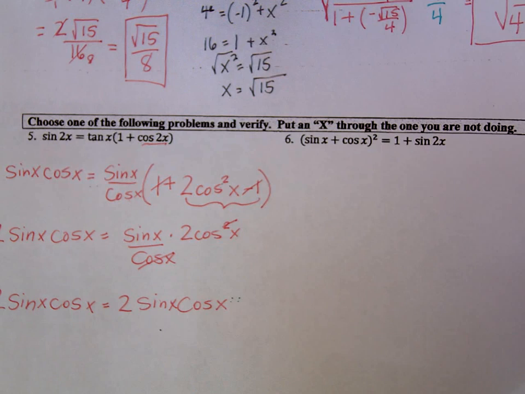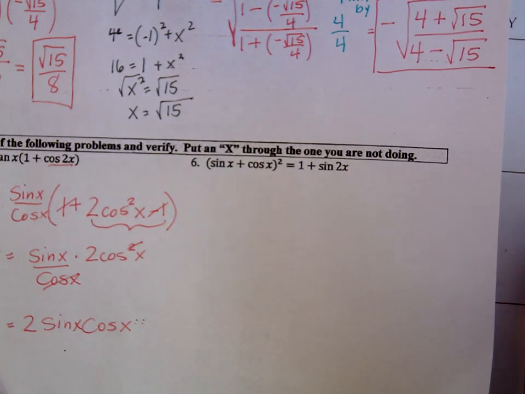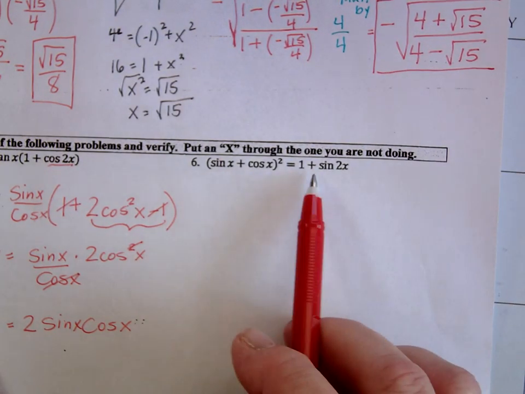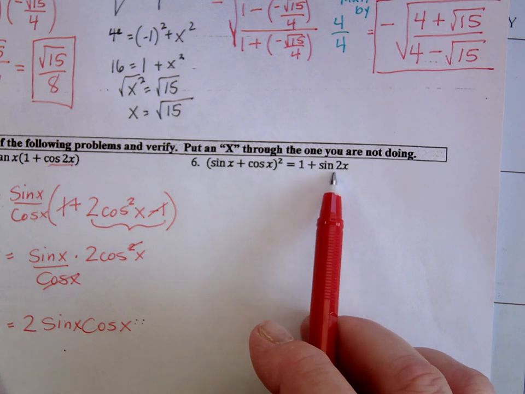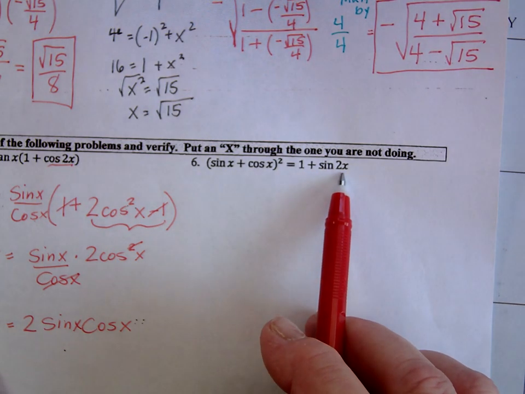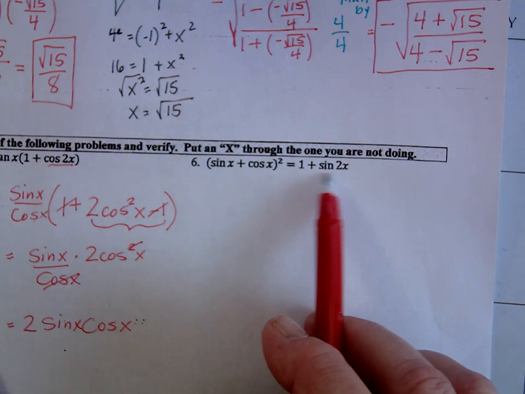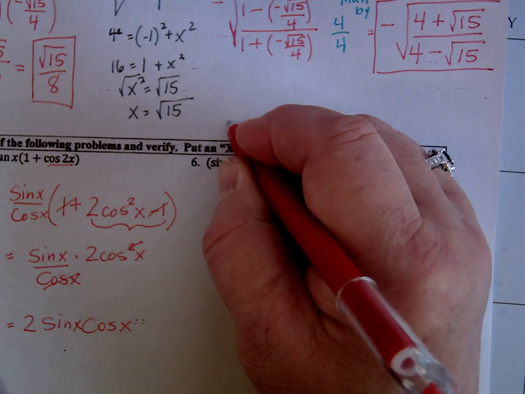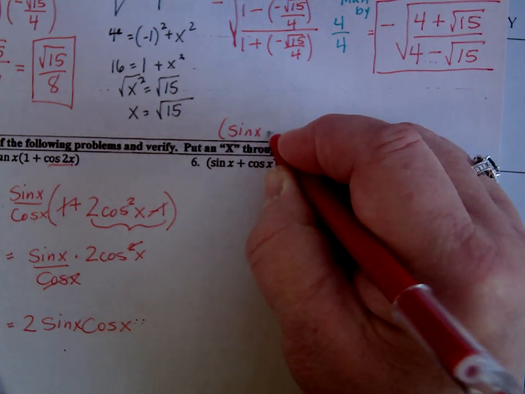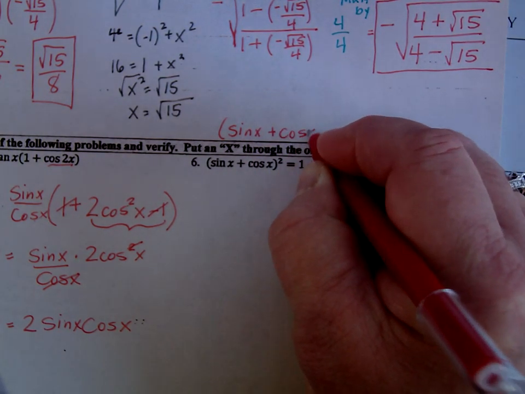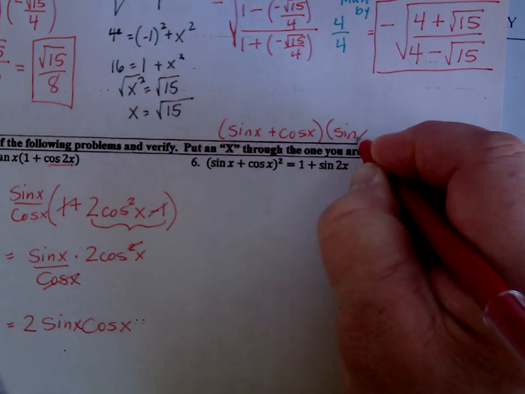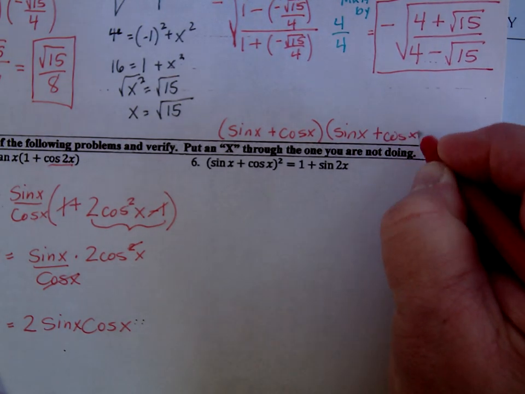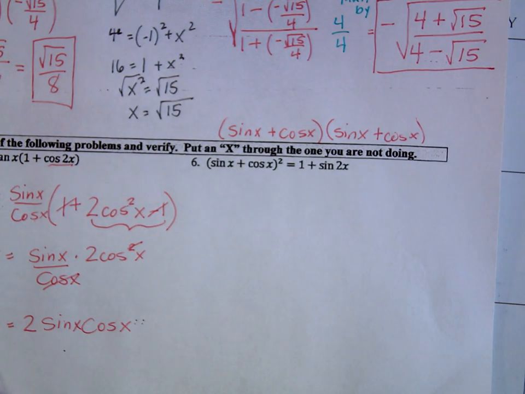Number 6, our last one, here it comes. This one, on the right hand side I have 1 plus the sine of 2x, and again we only have one choice for that and we're going to expand that out. But this one is like the sine of x plus the cosine of x, and you've got 2 of them. I'm going to write it just above here. You've got 2 groupings of sine of x and cosine of x, and guess what you're going to have to do with those guys? You're going to have to FOIL them.